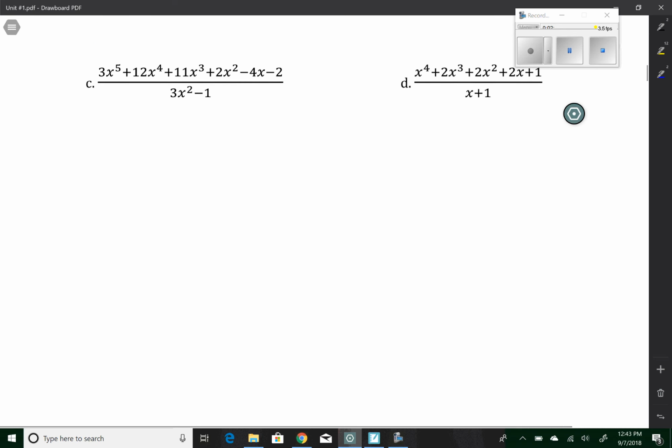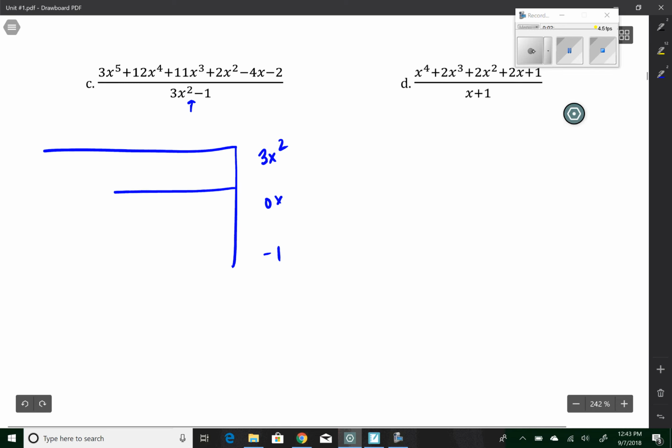Moving along, a little bit more challenging here. Notice we have a missing term here, so I want to include that for tabular. So I have 3x squared, 0x, and negative 1. Again, I'm not really sure how many columns I need, so I'll just make enough room here.